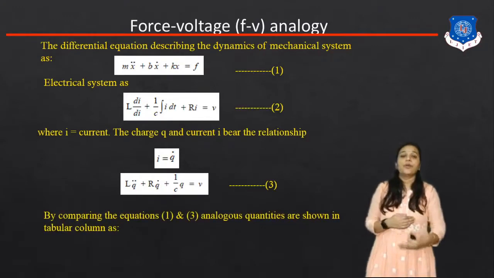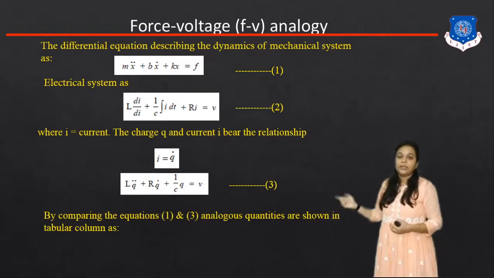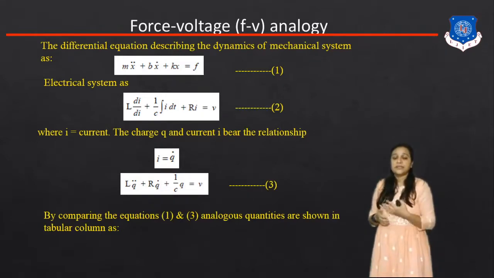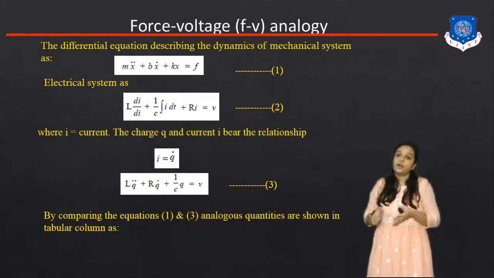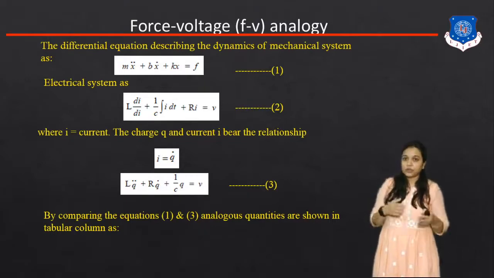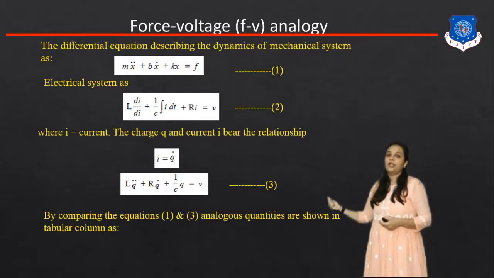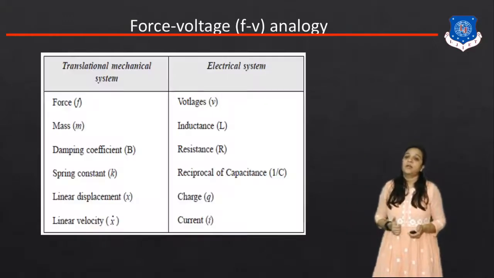Okay, now we have to compare equation number 1 and equation number 3 and find the analogy. Why do we have to convert this equation? Because the mechanical system is given in the form of M x double dot plus B x dot plus Kx, so we have to convert the second equation into the third. Now we compare equations 1 and 3.